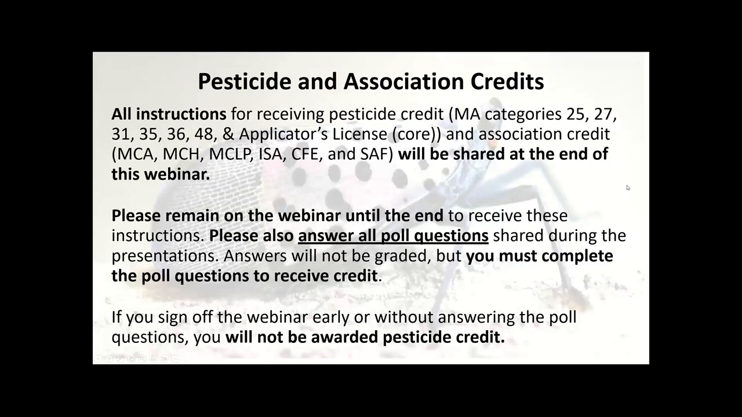Pesticide and association credits, that will answer Jason's question and Zadie's. I'm seeing Casey, a few similar themes here. So I hope all of those folks that have sent in questions to the chat about pesticide and association questions read this slide and listen to these instructions. All of our information and instructions for receiving pesticide credit for Massachusetts categories 25, 27, 31, 35, 36, 48, and the applicator's license, as well as applicable other New England states and association credits listed here, will be shared at the very end of this webinar.